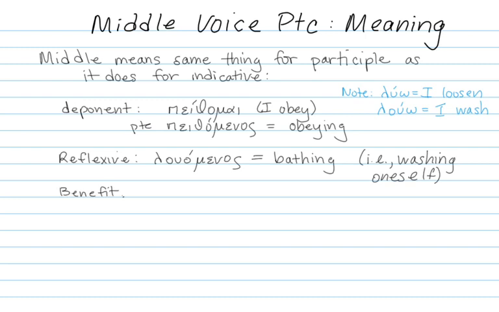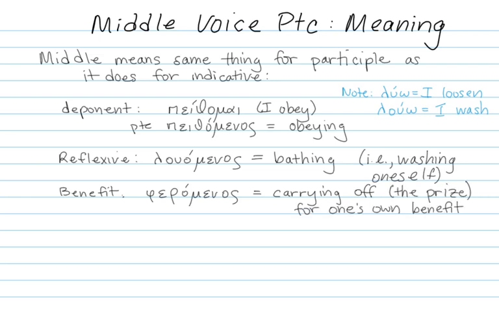There was another meaning of the middle: for one's own benefit. The sample sentence in that chapter was carrying off a prize for one's own benefit. So that was in the middle voice. And then the last example was causative, and they kept using as the example luo, to loosen, in the active voice. But in the middle voice, you're causing someone else to loosen, which means ransoming.